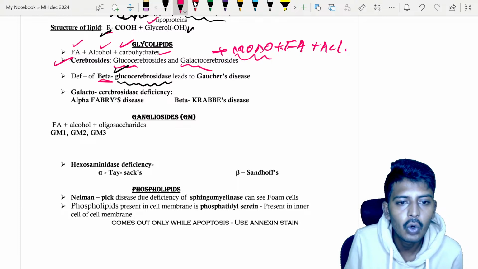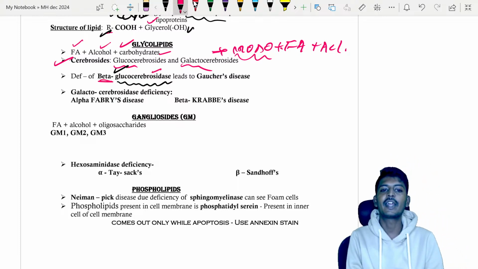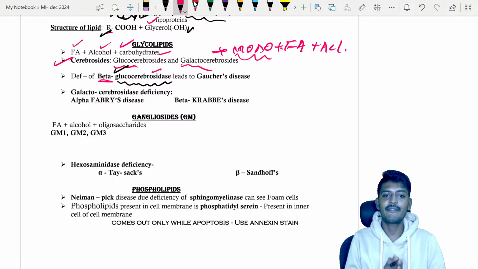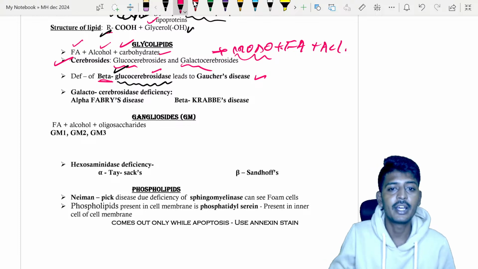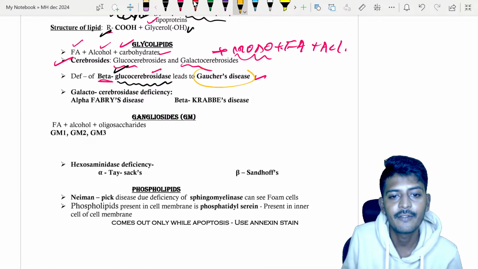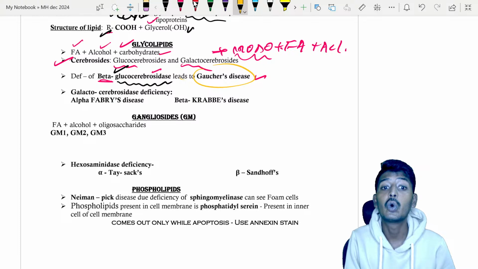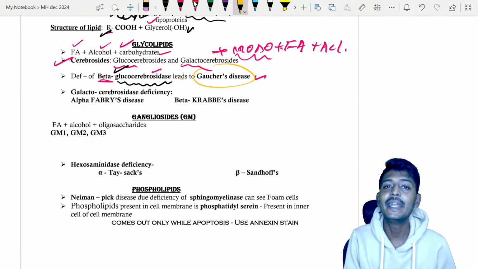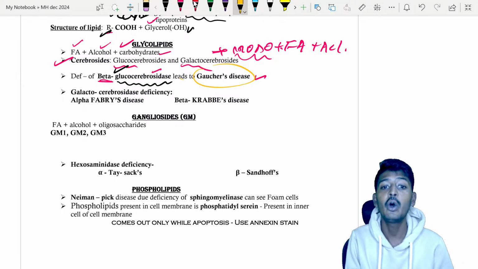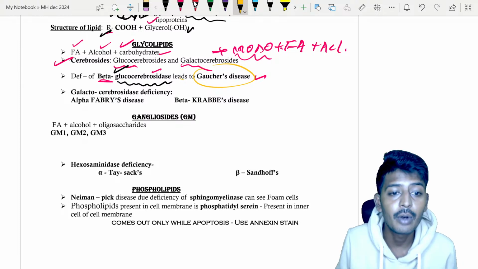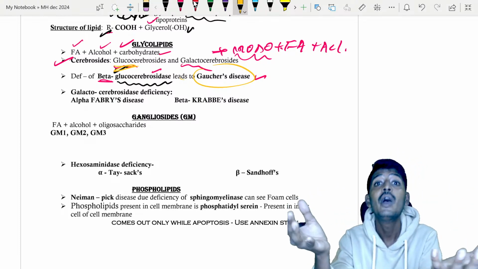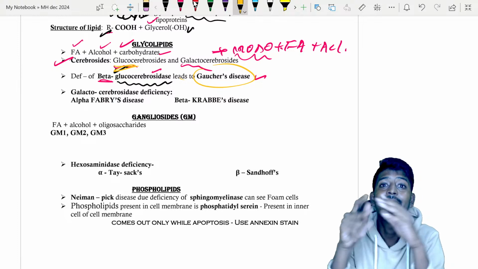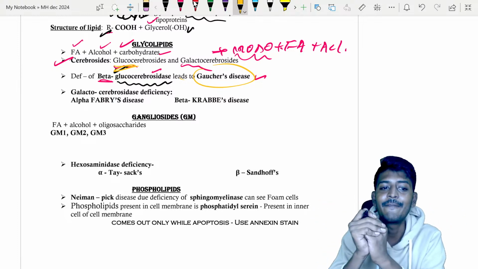Remember, beta glucocerebrosidase. If there is a deficiency of this enzyme, it leads to a disease. Repeat everybody with me: Gaucher disease. So Gaucher disease occurs as a result of deficiency of which enzyme? Beta glucocerebrosidase. Beta glucocerebrosidase deficiency leads to Gaucher disease. So automatically here, glucocerebrosides are produced, but they are not metabolized. So the body will have excessive accumulation of glucocerebroside, leading to CNS defect symptoms.